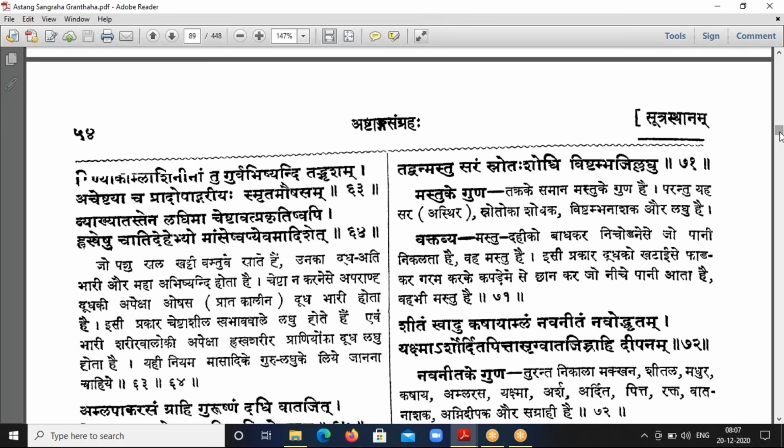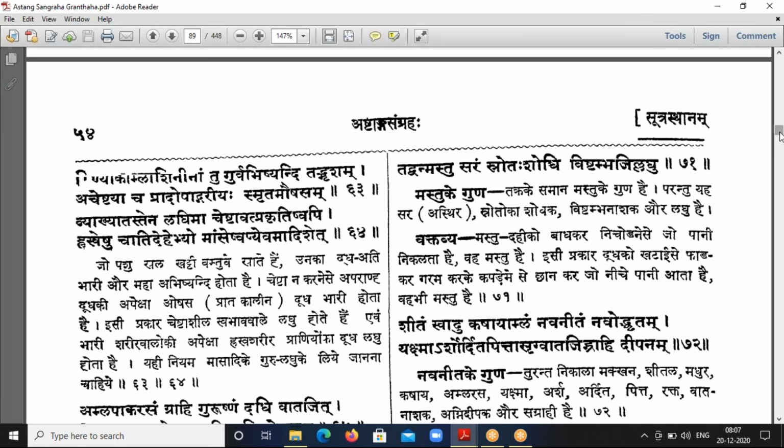Then, hrasveshu cha adidehebhyo mamseshvapyevam adished. This is something like mentioning a contextually relevant point, even though it is not up to the exact point of discussion. We are discussing about milk, but he is bringing in some idea about the meat as well.